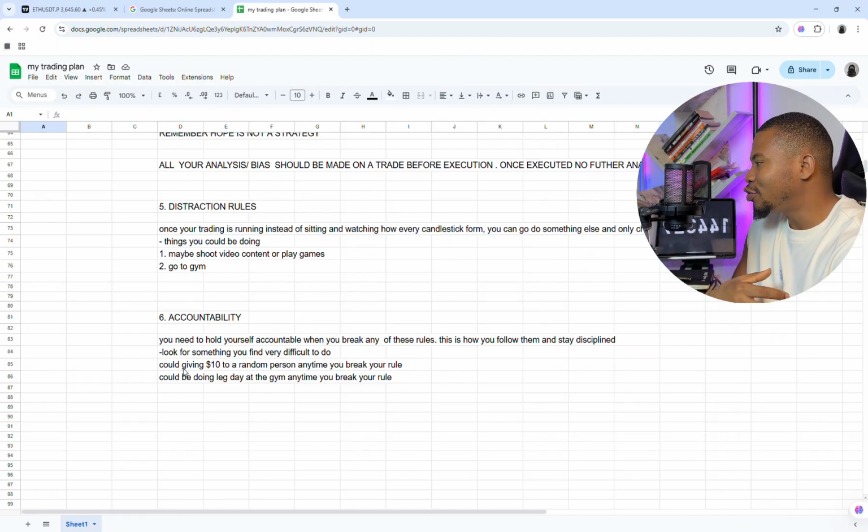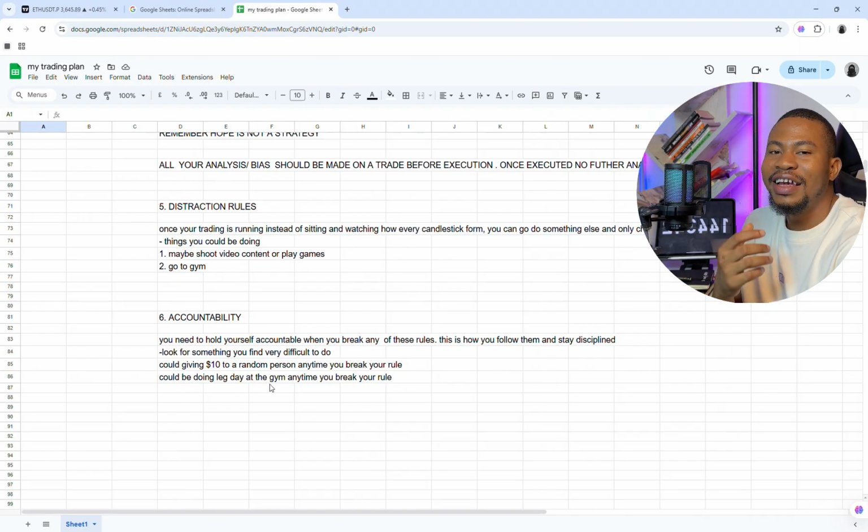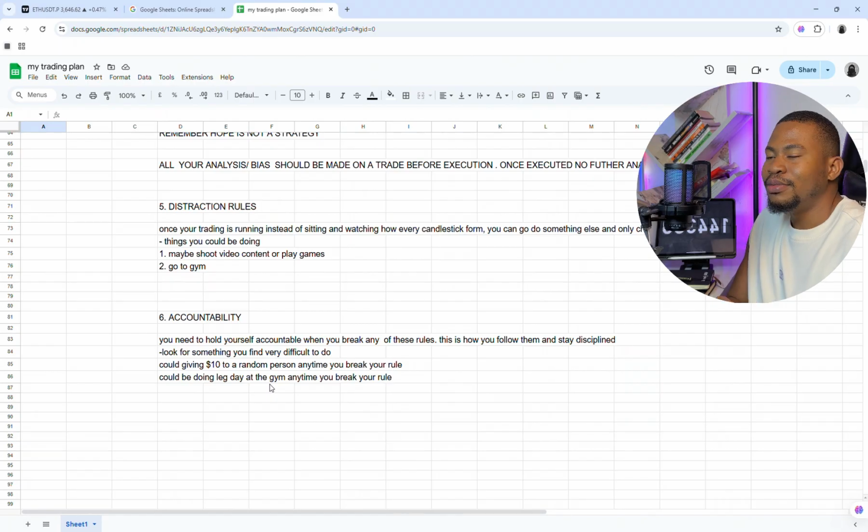I wrote examples. It could be giving $10 to a random person anytime you break a rule. So it's literally removing money from your pocket. You don't want that to be happening all the time. And it could be doing leg day. Leg day is something that is very difficult. Everybody knows that. A gym body, you know how leg day is always right at the gym. So everybody runs from leg day.